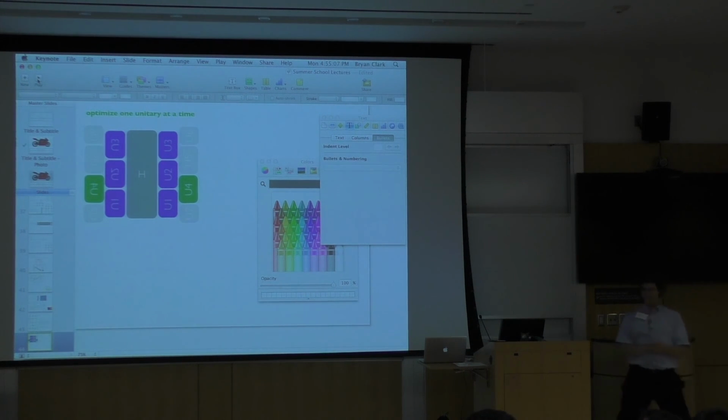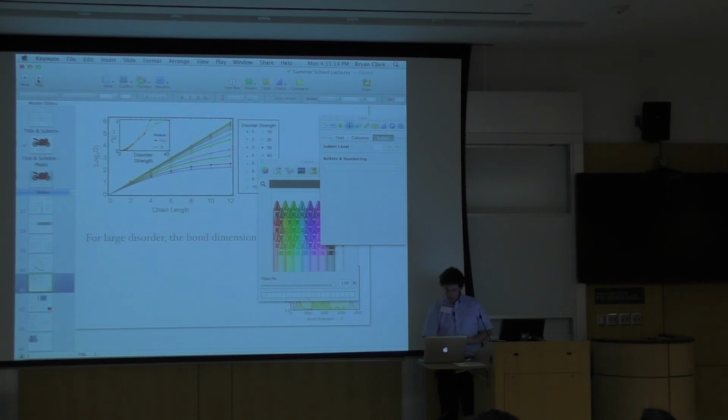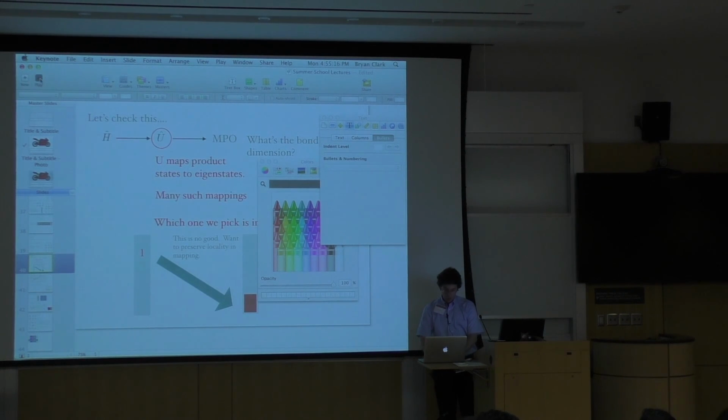Yes. What do you mean by the right gauge freedom? What makes the others bad? Good. So what makes the others bad is the following. In this many-body localized phase, what you want to do is preserve locality.